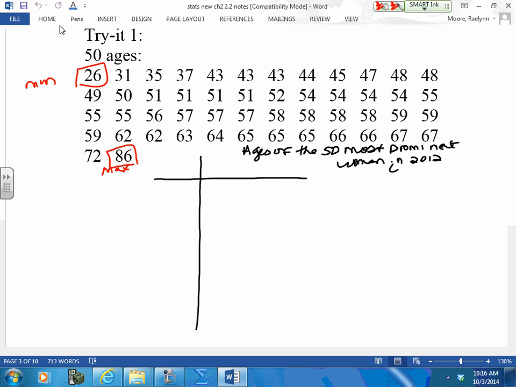Is that all of it? So how do I start my stem and leaf? 2 and 6. 2 to 6. My stems are 20s, 30s, 40s, 50s, 60s, 70s, 80s. I have to count for every 10 years. I may not have an entry in it, but I have to account for it. So Aaron, what were your stems for your 20s? 6. Okay? Julia, what was your stems for your 30s?